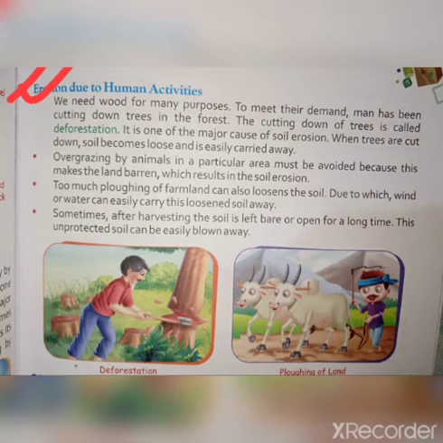When there are no plants on the surface of the soil or the surface of the earth, then it erodes more easily. Then overgrazing by animals in a particular area must be avoided because this makes the land barren, which results in soil erosion. Overgrazing means when a number of animals graze in a particular area, the plants in this area become less, and this causes soil erosion.